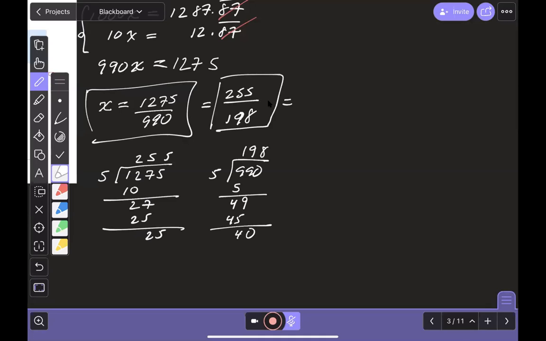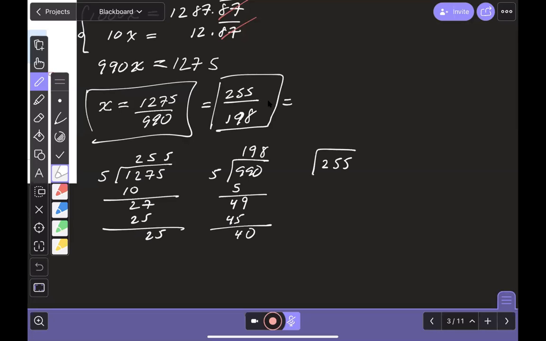And I want to talk about the divisibility rule for 3. If the sum of the digits is divisible by 3, the number is divisible by 3. What's the sum of the digits on top? 12, and that's certainly divisible by 3. How about on the bottom? You get 18. That's divisible by 3. So I'm going to write this down for you.